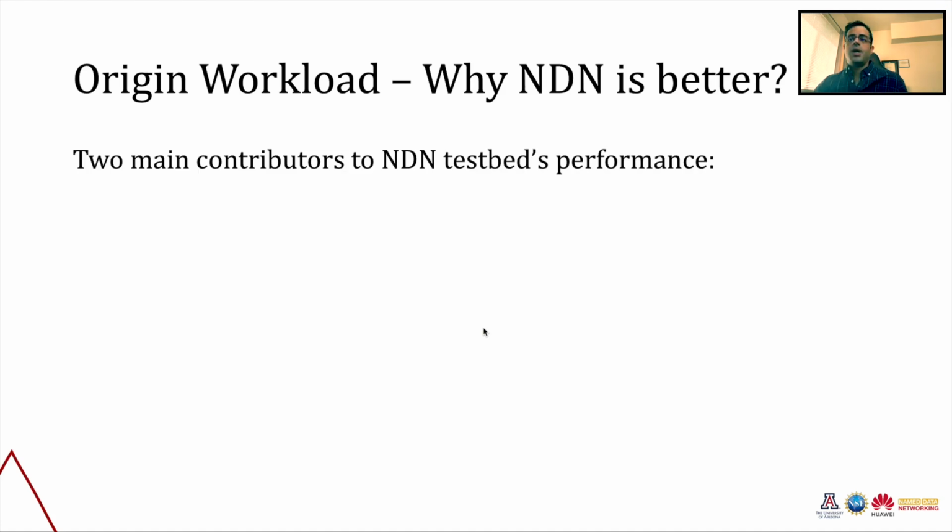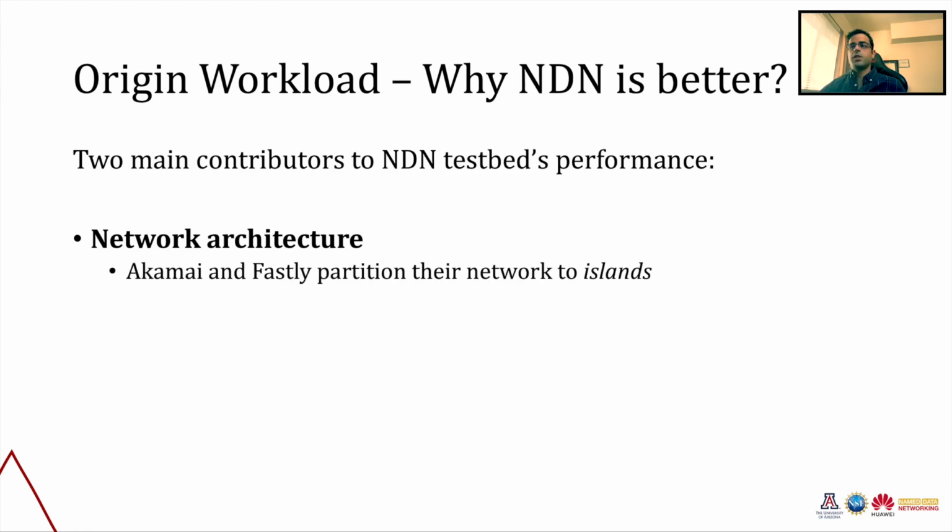There are 2 main reasons why NDN incurs less traffic to the video server than Fastly and Akamai. The first reason is the network architecture. NDN testbed does not partition the network, so each request from the end user all the way to the video server has a really good chance to meet the cache on the way. However, in Akamai and Fastly, the network is partitioned into smaller networks, which are called islands. The issue is that if an end user sends a request to an island and that island does not have the content, it does not check whether the content is cached anywhere else in the network, and it directly fetches the content from the video server.